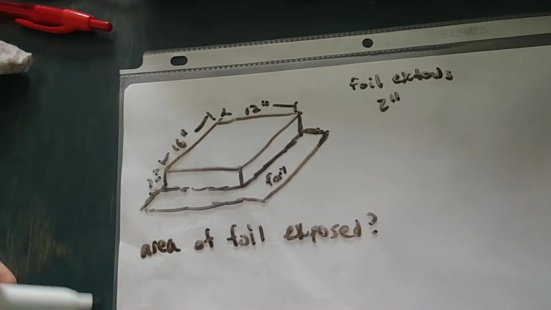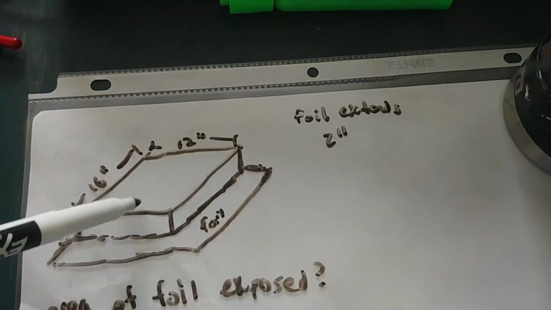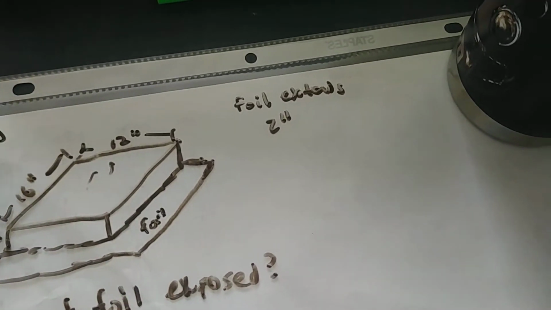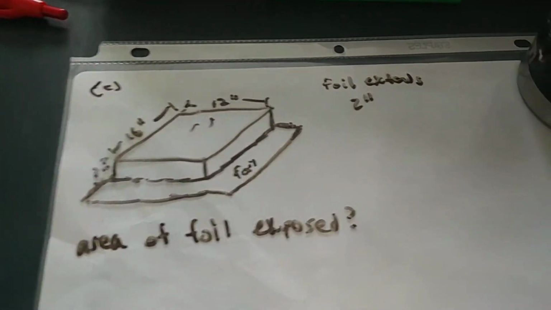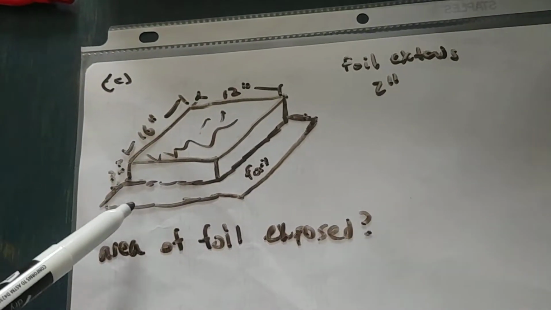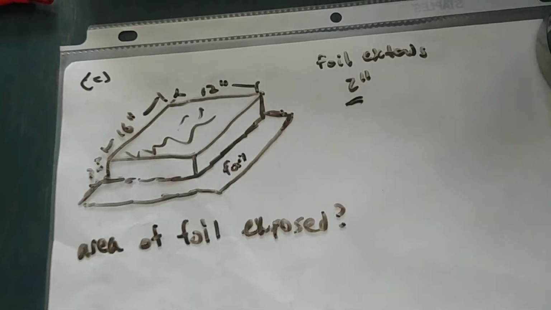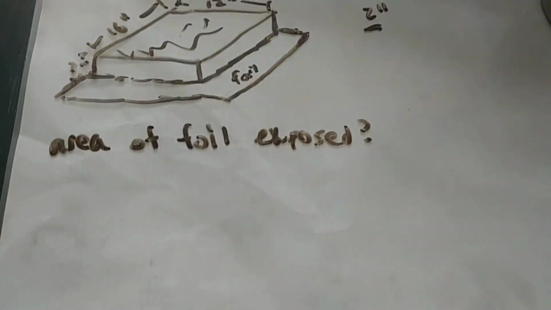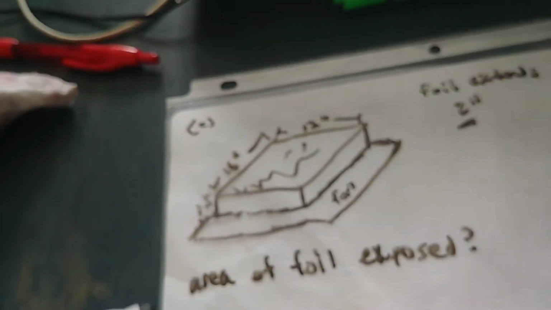Okay, now we have another one here. So we have this, what's supposed to be a cake. And by the way, these are ACT problems, copyright, so I don't own them, whatever. So this is a cake, and there's foil that's under it, and it extends 2 inches from all sides. Even though it might not look like it, because I just couldn't draw it that well. That's what it actually looks like. So anyways, we're trying to find the area of the foil exposed.